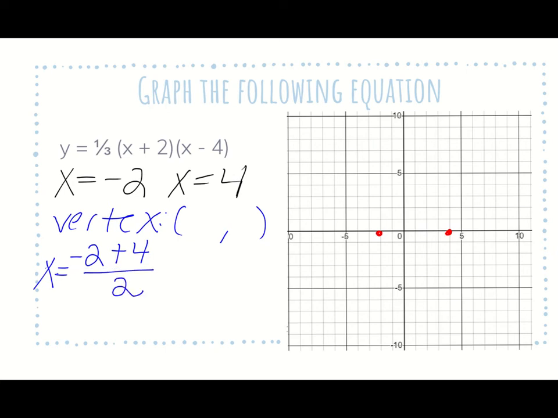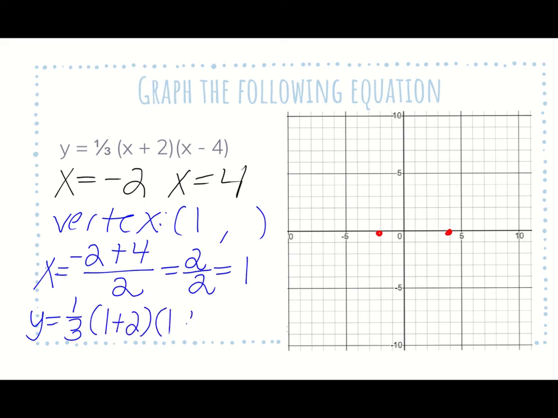So we cut it in half. So 4 minus 2 is 2. 2 divided by 2 is 1. So our vertex is going to be at 1, something. What is that something? Well, now that we know what x is, we can plug that into the equation to find y. So we have 1/3 times (1 plus 2) times (1 minus 4).